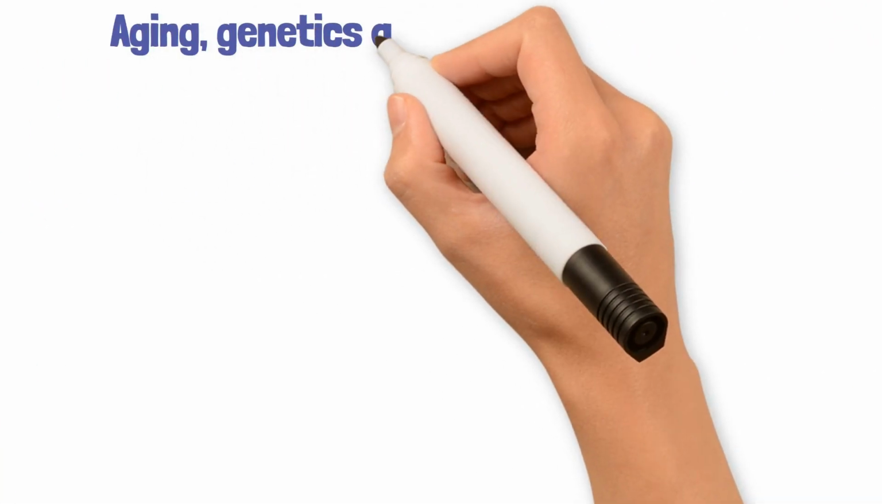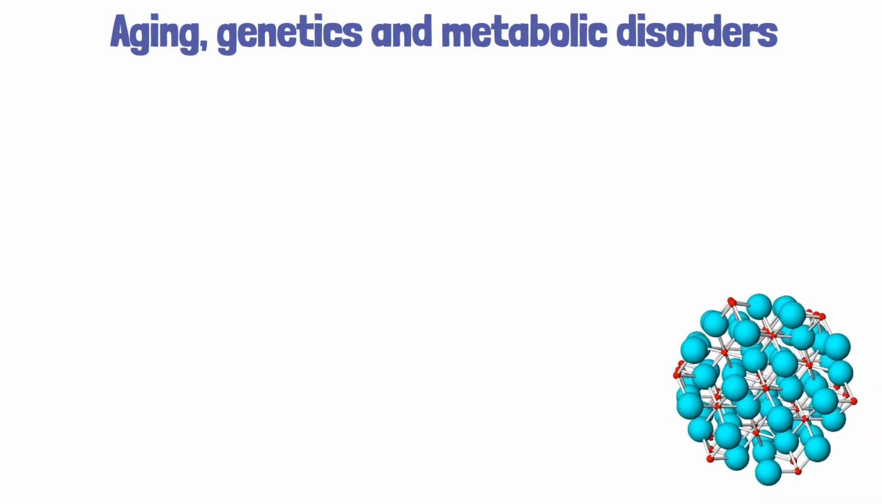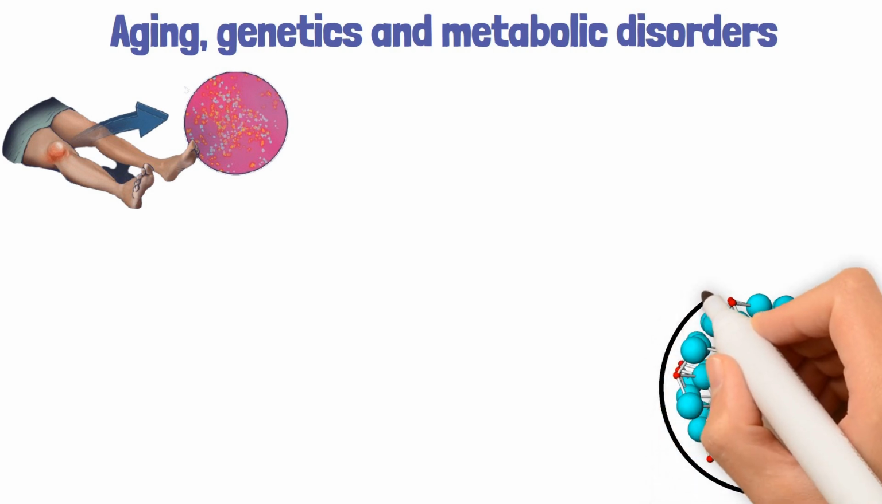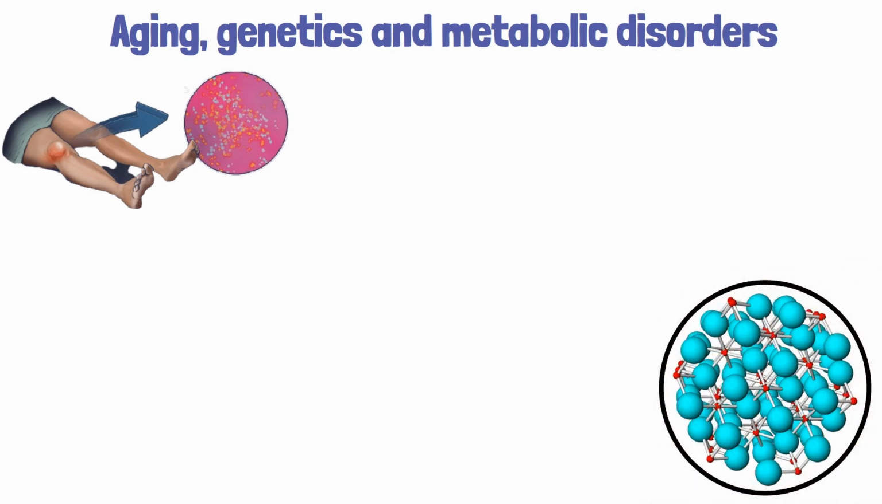The exact cause of CPPD is not fully understood. Aging, genetics, and metabolic disorders seem to contribute to the formation of these crystals. Calcium pyrophosphate crystals are found in the joint fluid, but in some individuals, these crystals can grow larger and more numerous in number, leading to the development of CPPD.